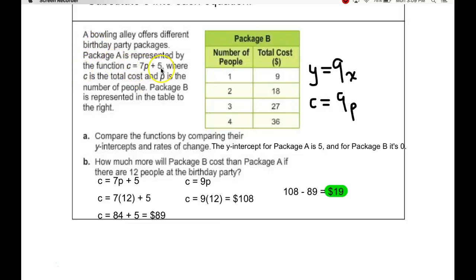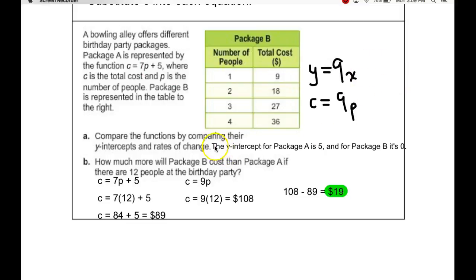Package A is 7p plus 5. Package B, from the table you can decipher that it's going to be 9p. Multiply by 9, multiply by 9, multiply by 9, multiply by 9, right? So, compare the functions by comparing their y-intercepts. All right, this is the y-intercept of the first equation, the plus 5. So that intercept is at 5, which means probably that there's a $5 fee no matter what, okay, for rental or whatever. Over here, there is no intercept. It would be plus 0, so the intercept of package B is 0.